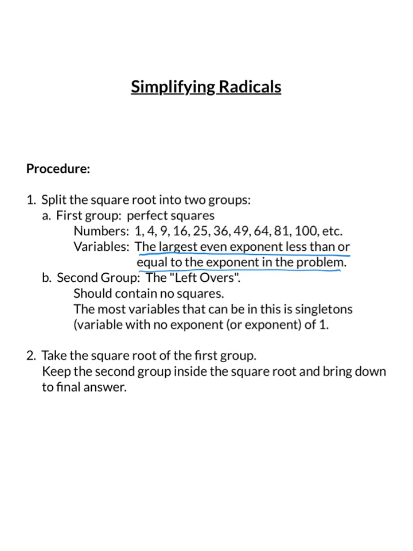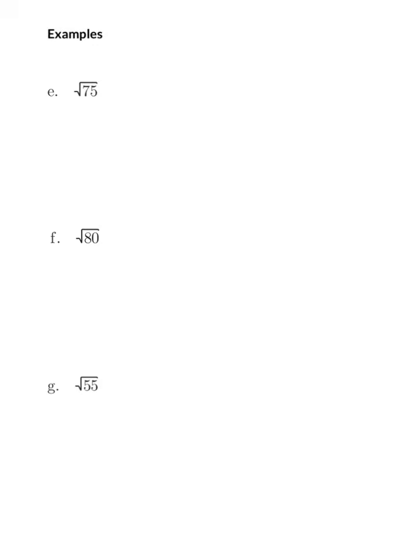Our next step is we're going to take the square root of the first group, and we keep the second group inside the square root and bring it down to the final answer. So let's go ahead and look at some examples of this.